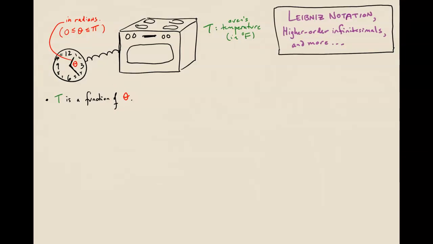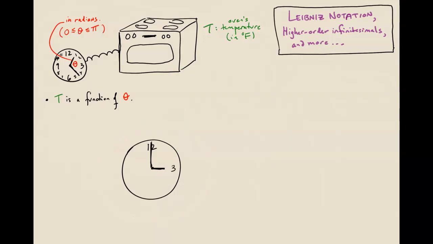For example, if it is noon, then we know that the clock looks like this, and the angle theta is therefore 0, which in turn determines the temperature of the oven, whatever that may be. Or at 3 o'clock, the angle between the hands is, of course, going to be a right angle, pi over 2, and that is going to determine the temperature of the oven. So clearly, the actual time determines the temperature as well.